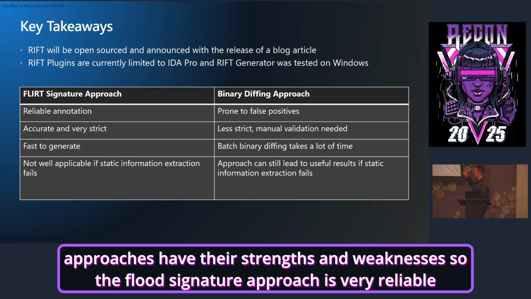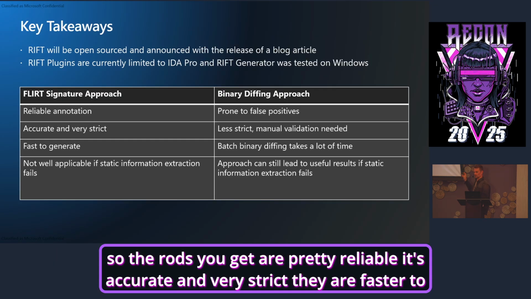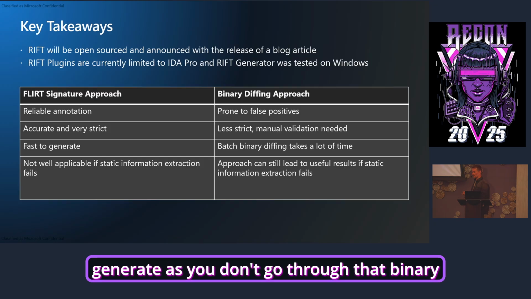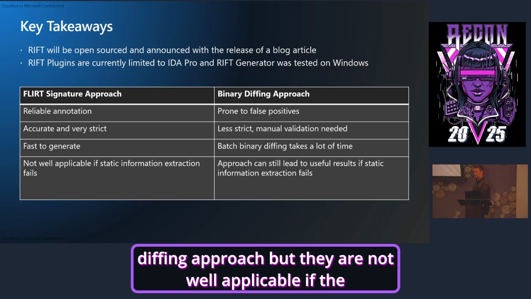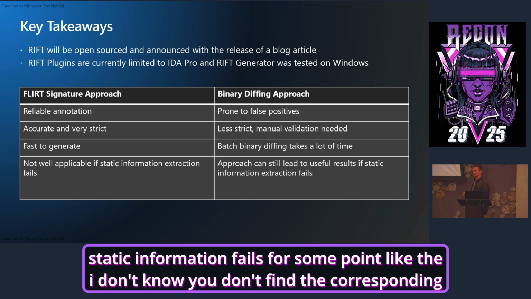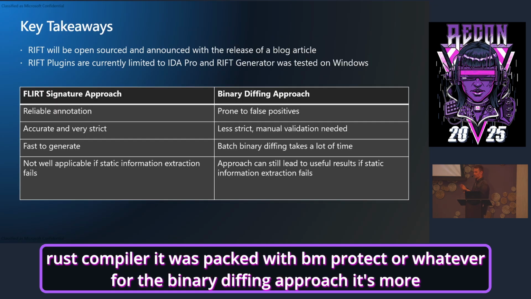The FLIRT signature approach is very reliable, so the results you get are pretty reliable. It's accurate and very strict. They are faster to generate as you don't go through that binary diffing approach, but they are not well applicable if the static information fails at some point, like, I don't know, you don't find the corresponding Rust compiler, or it was packed with VMProtect or whatever.